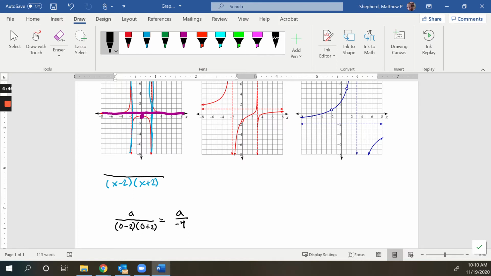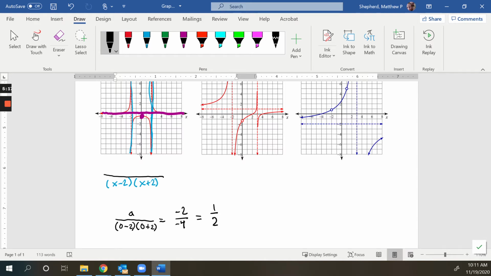But notice our y-intercept was at 1/2. So we need to think, what value does a need to have to make our y-intercept be 1/2? So in order for this to work, a would have to be -2, because -2 divided by -4 would give that. Oh, but I did make a mistake.